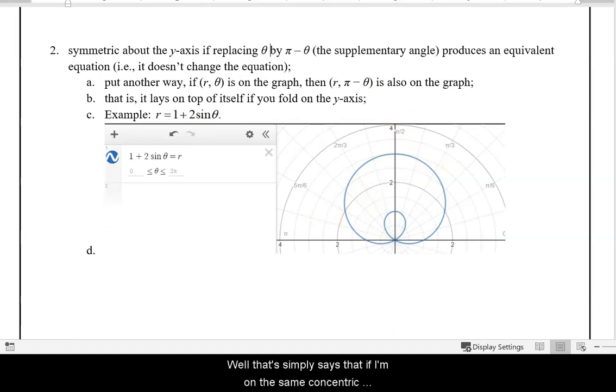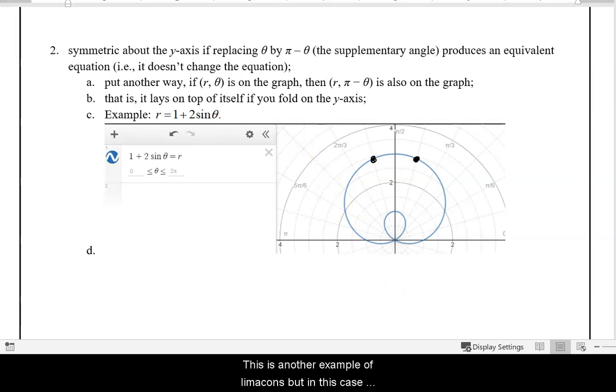Well, that simply says that if I'm on the same concentric circle and I have this point here on the graph, then if I take pi and I subtract this, the point with the same reference angle must also be on the graph. And then in this case, it will lay on top of itself if you fold along the line that goes through the pole and pi over 2, or the pole and 3 pi over 2.